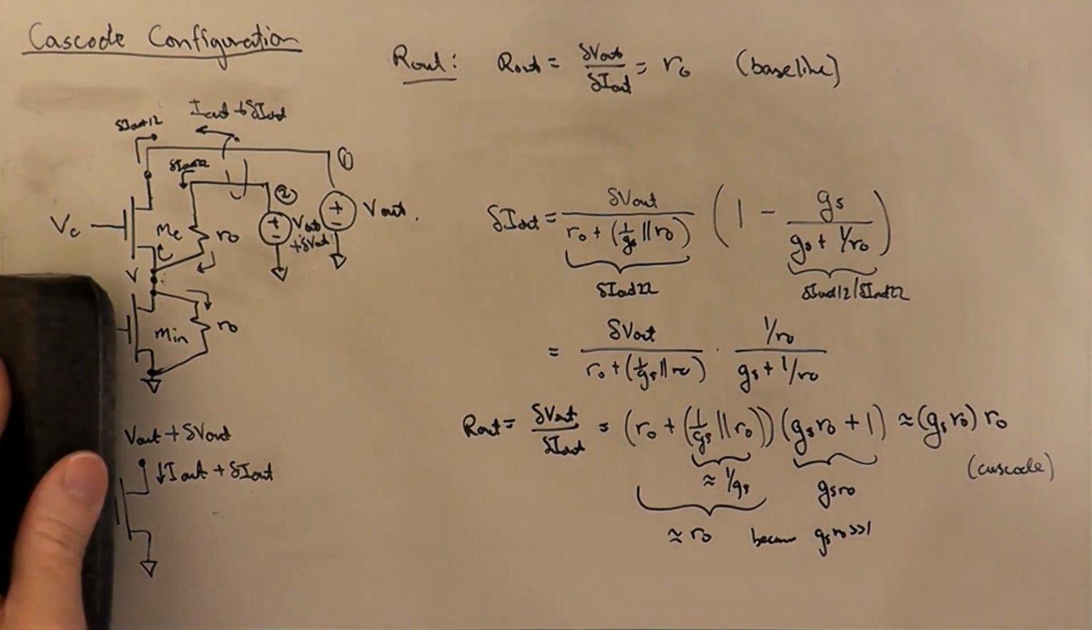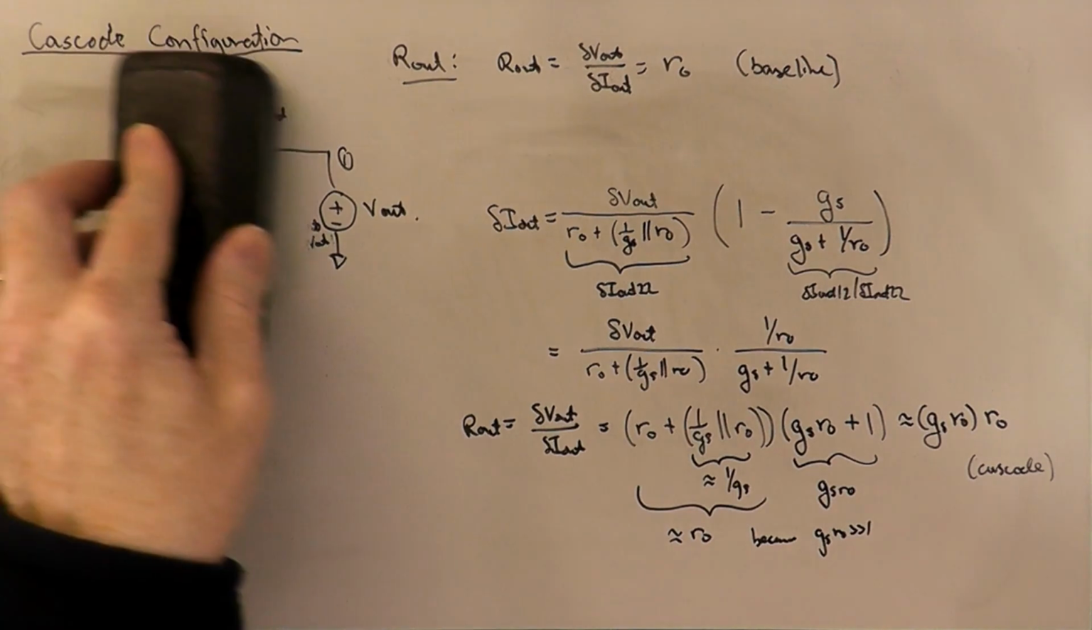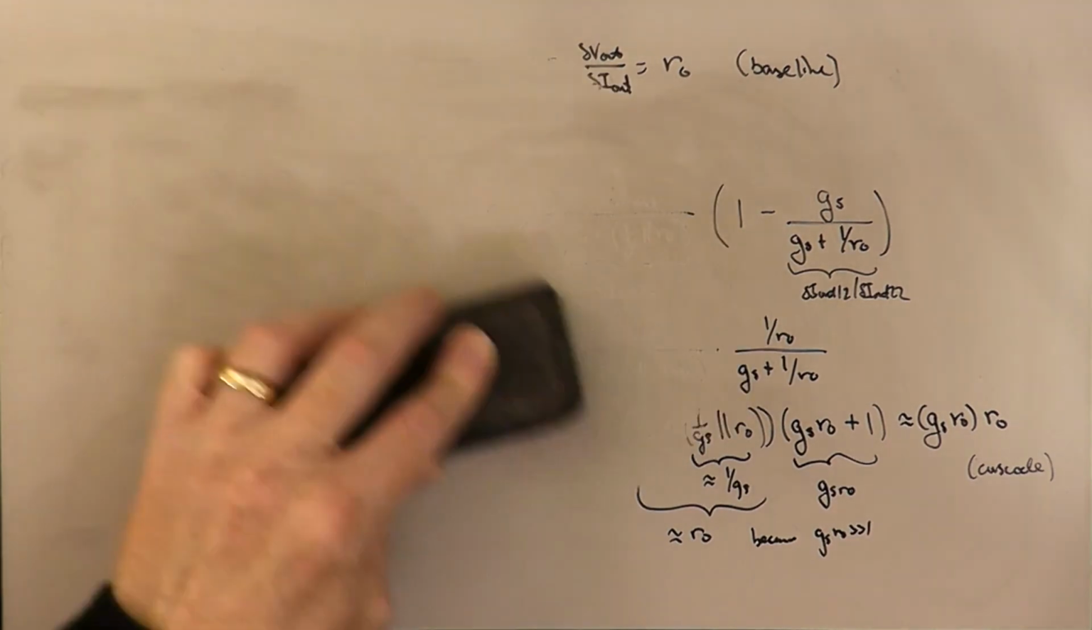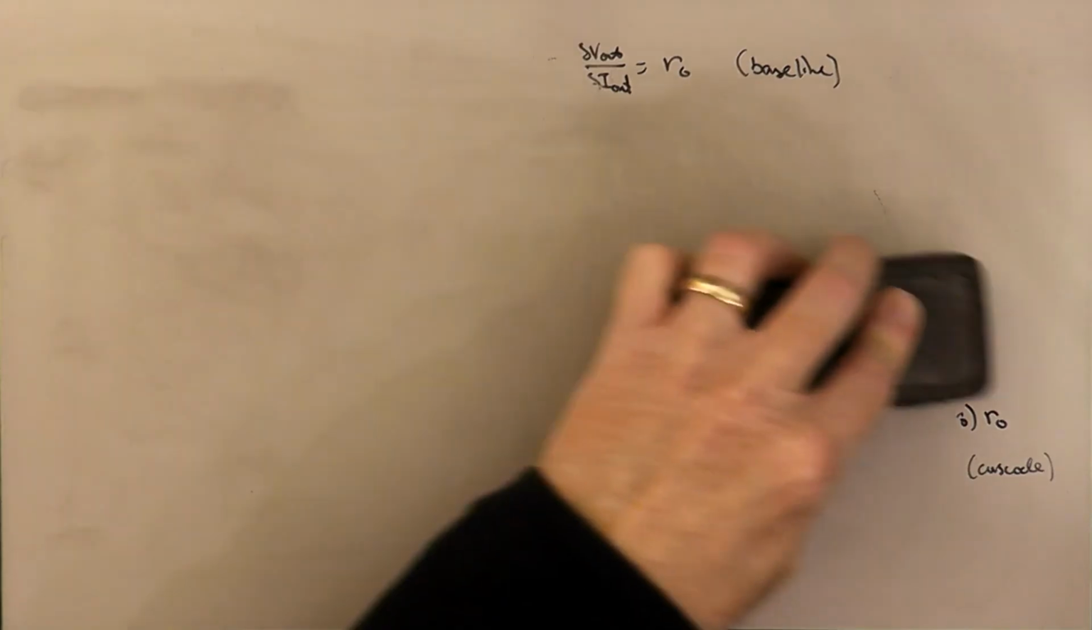And so if we take this idea and apply it to our current mirror differential amplifier, we get something called a Mirror-Cascode differential amplifier.